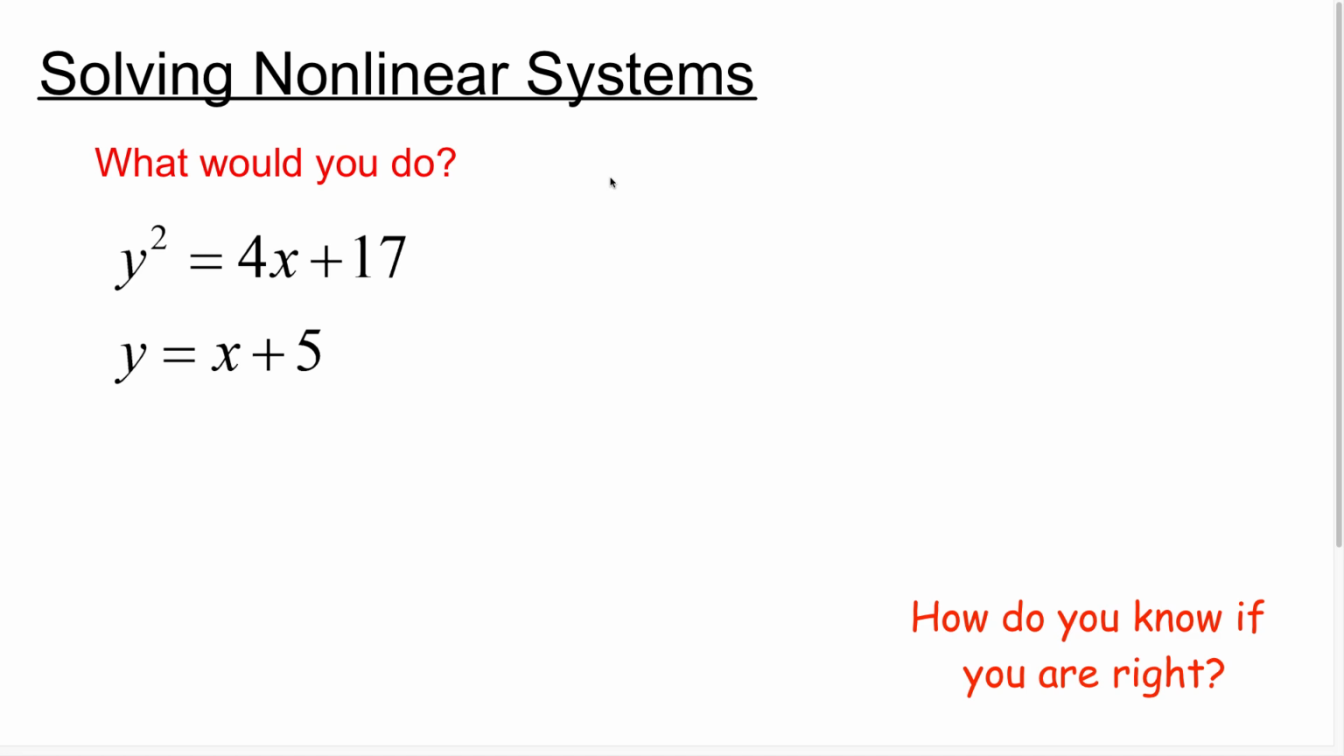This is called a nonlinear system because one of the equations in the system isn't a line. This one's a line, right? y equals mx plus b. Do you recall from before Thanksgiving break? What would this shape be? y squared equals 4x plus 17. That's a parabola. If you have y squared or x squared but not both, that's a parabola.